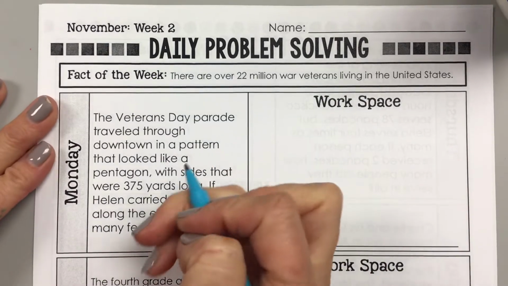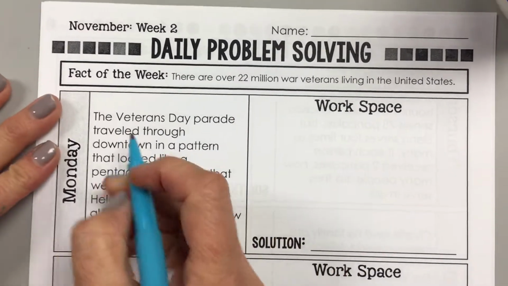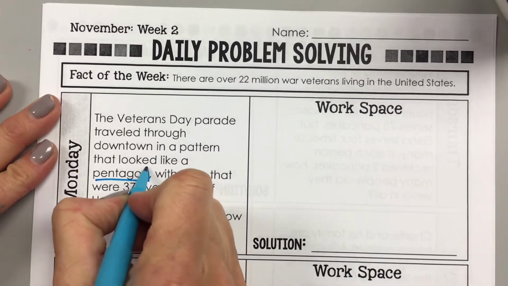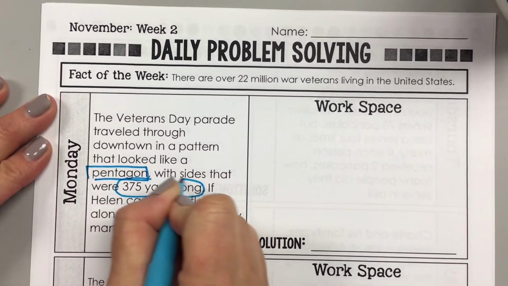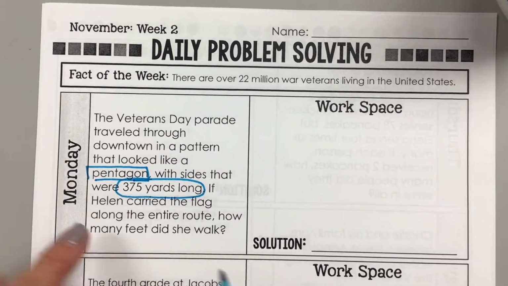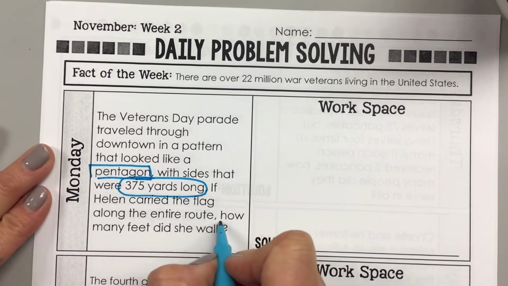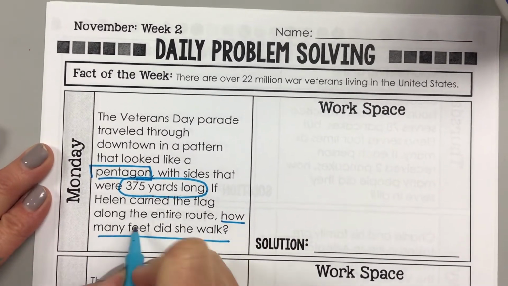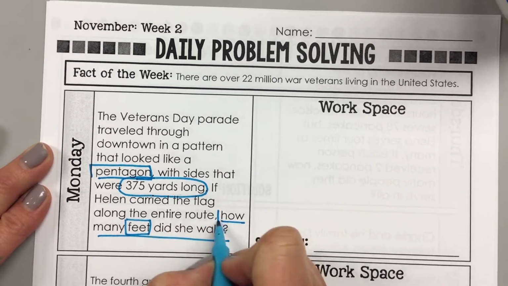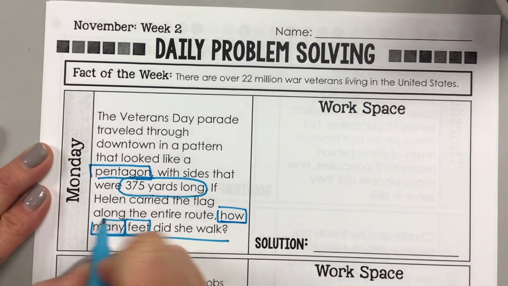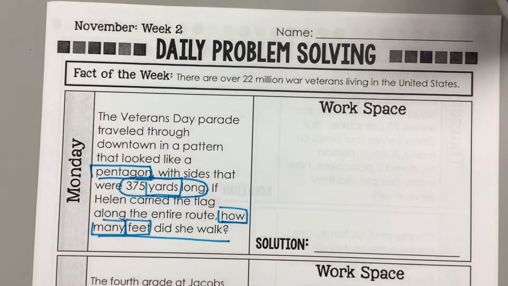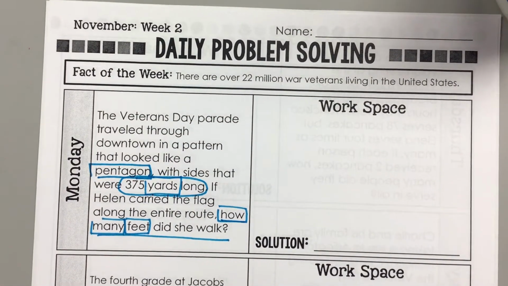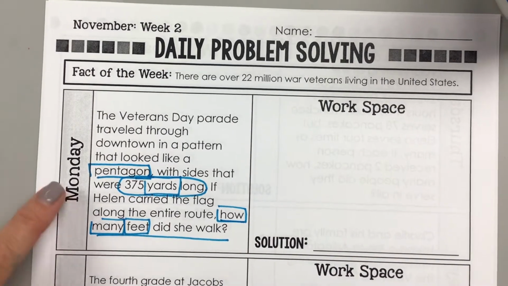The Veterans Day Parade traveled through downtown in a pattern that looked like a pentagon with sides that were 375 yards long. If Helen carried the flag along the entire route, how many feet did she walk? So this is much like the problem that we did last week when they asked a question in yards and you had to give it in feet.